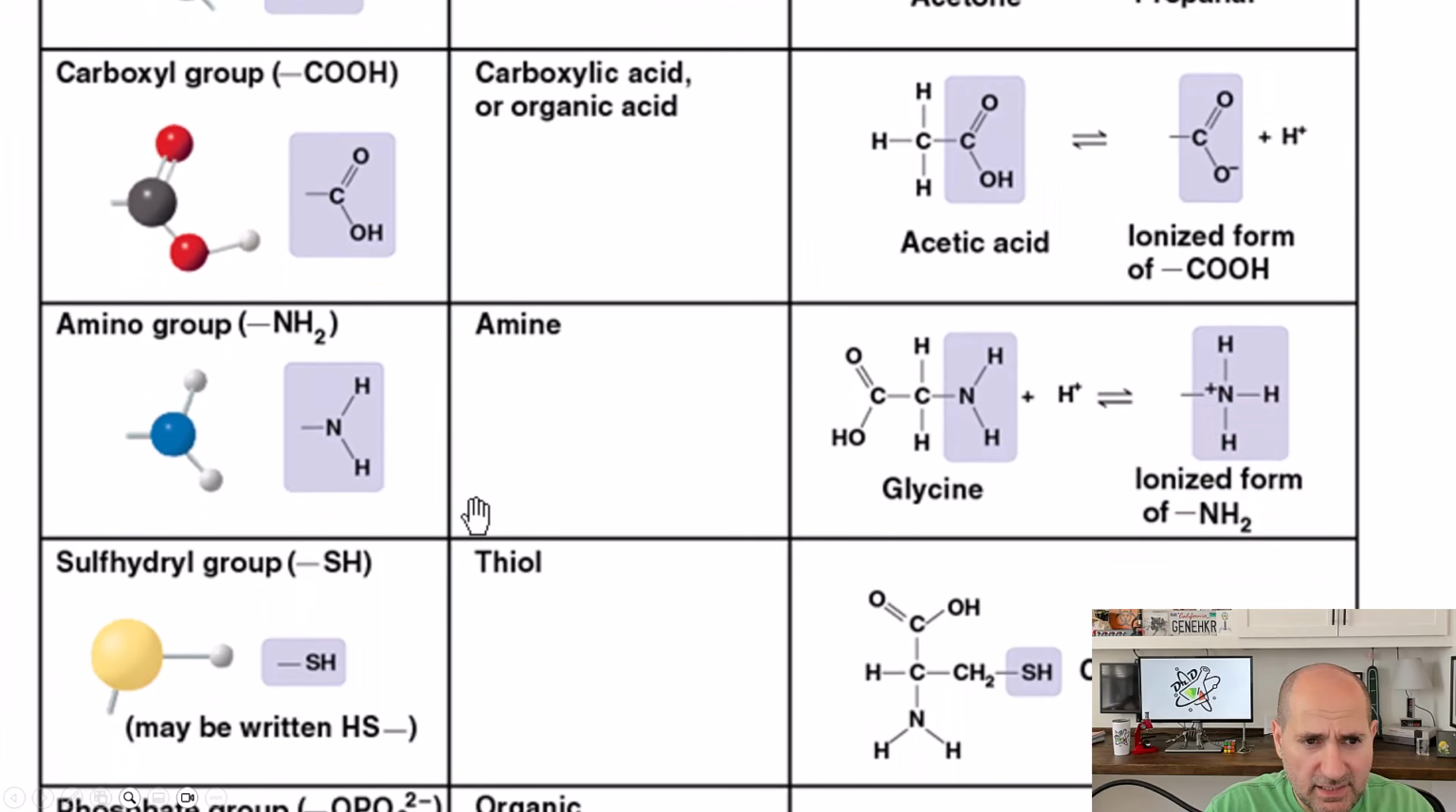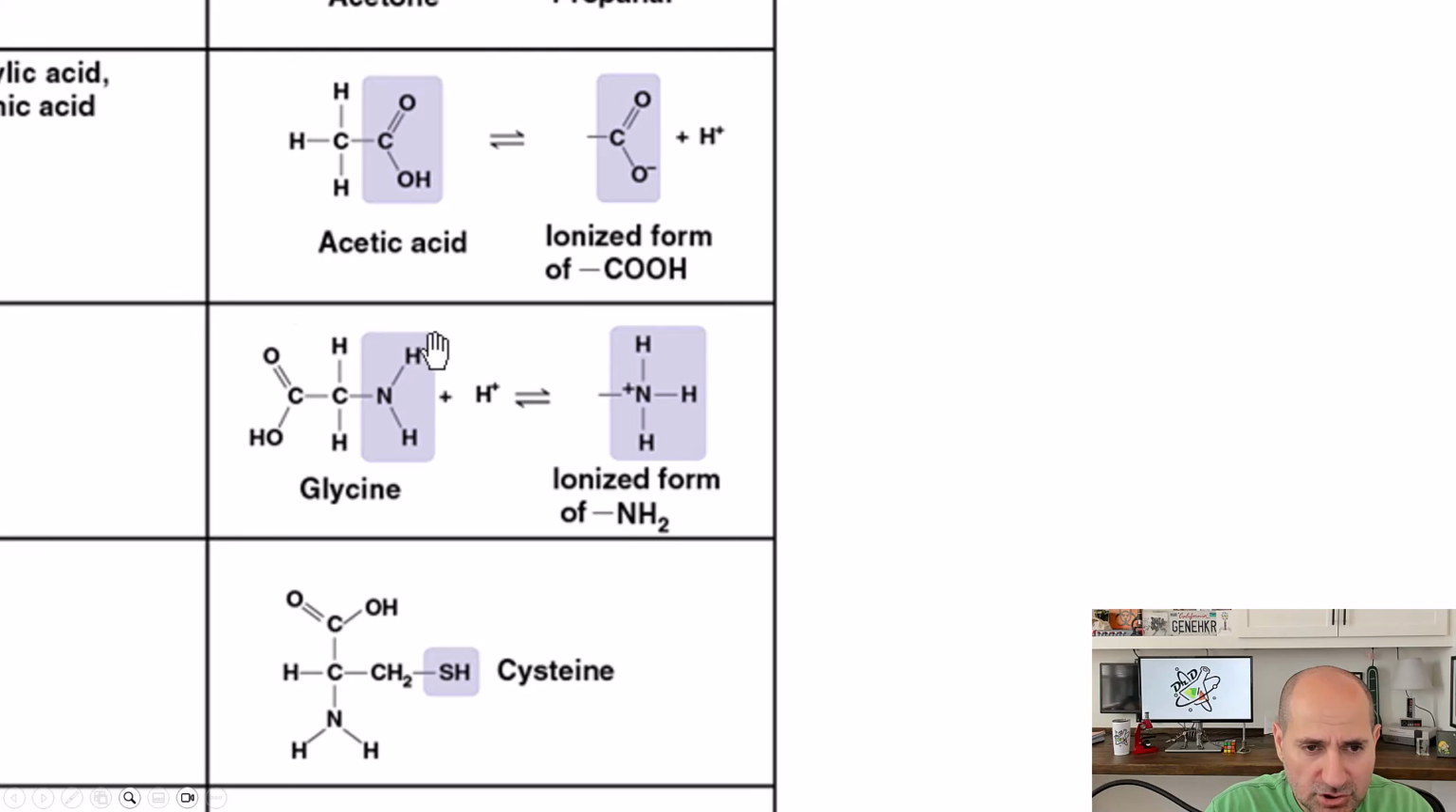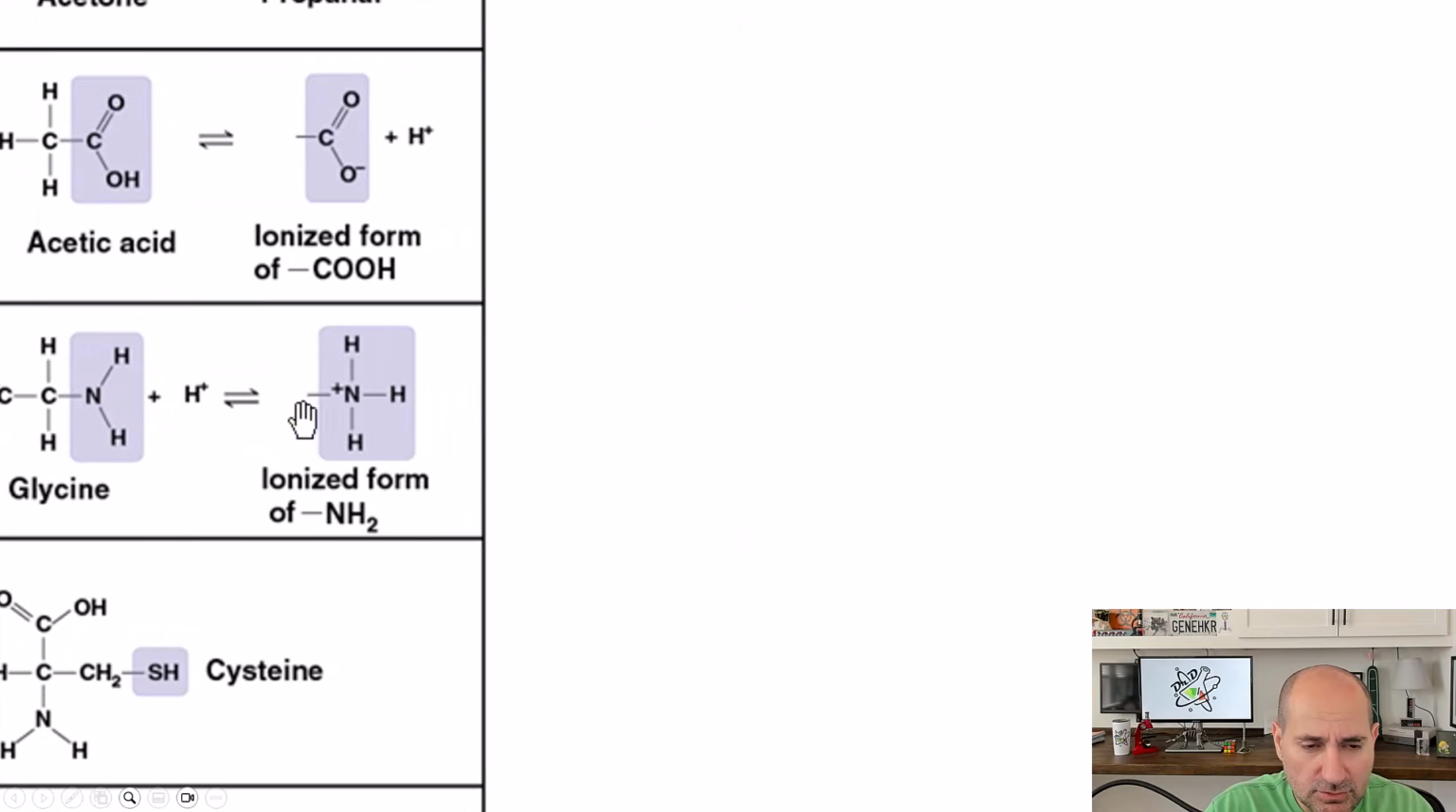Next, we have the amine group, or amino group, I should say. This is an N with two H's attached to your carbon backbone. Amines have this. And you need to know that this is a basic functional group, which means outside of solution, the functional group is NH2. However, in solution, it becomes NH3+, because it sequesters a proton from the solution.